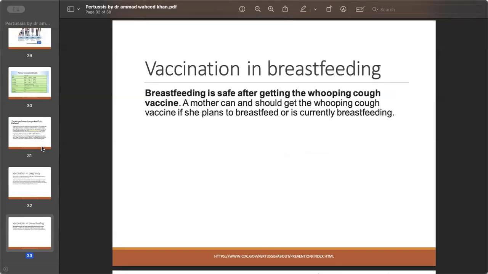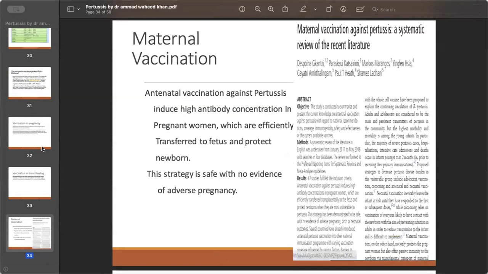Vaccination in breastfeeding. Breastfeeding is safe after getting the whooping cough vaccine. A mother can and should get the whooping cough vaccine if she plans to breastfeed or is currently breastfeeding. Maternal vaccination: antenatal vaccination against pertussis induces high antibody concentration in pregnant women, which is efficiently transferred to the fetus and protects the newborn. This strategy is safe, with no evidence of adverse pregnancy outcomes.